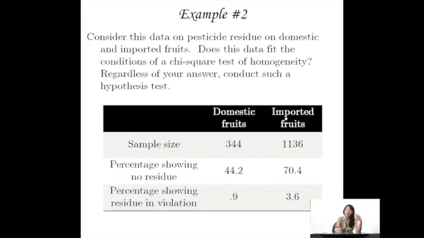The columns are actually okay. Domestic fruits, imported fruits, we could consider those two to be the different populations we're interested in. But the rows actually don't show the different categories. It shows sample size, percentage showing no residue, and percentage showing residue and violation, right? So what we should do is actually transform this data into sort of the correct setup.